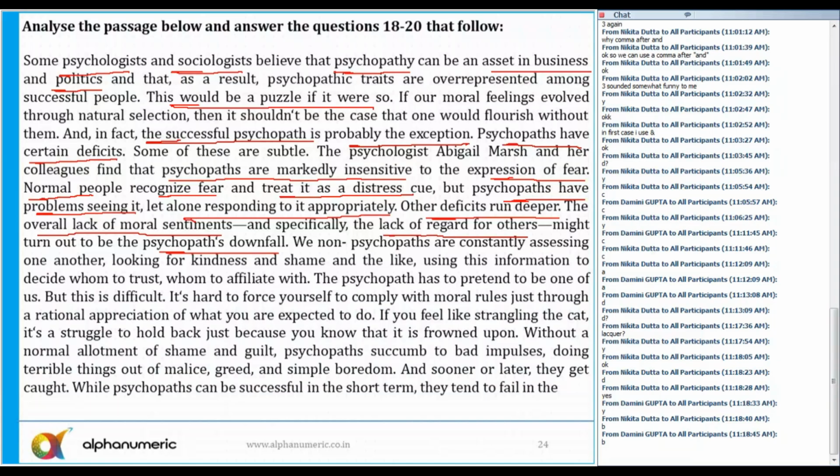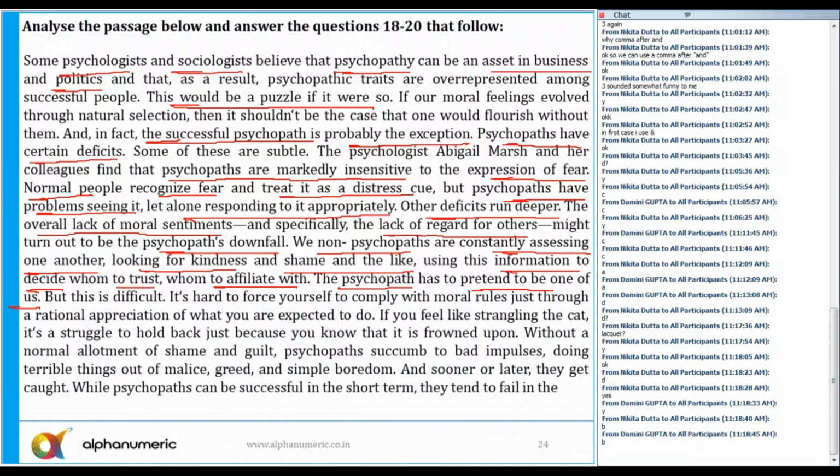Now, what happens to normal people? We who are non-psychopaths, what do we do? We always assess each other. We always look for kindness and shame and the like. And we use this information to decide whom to trust, whom to affiliate with. But the psychopath has no feelings. The psychopath has to pretend to be one of us. He does not have the feelings that we have. That is why he has to pretend.